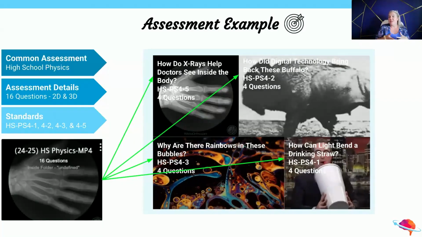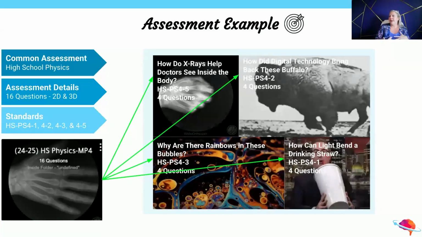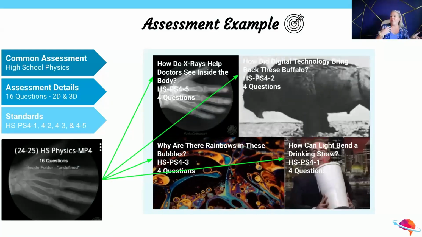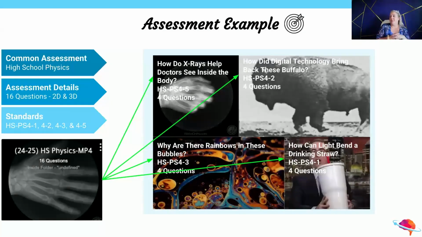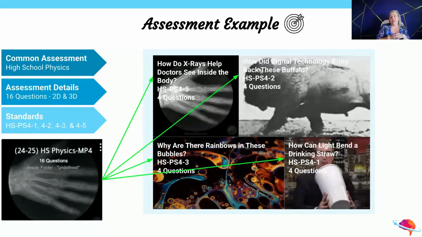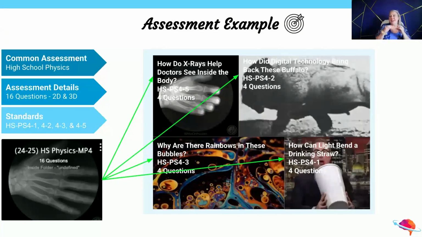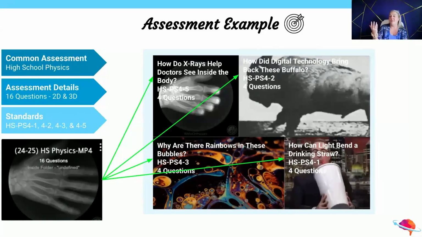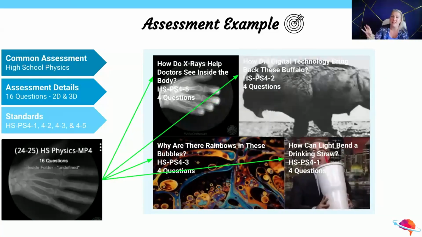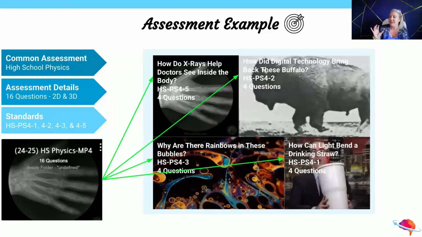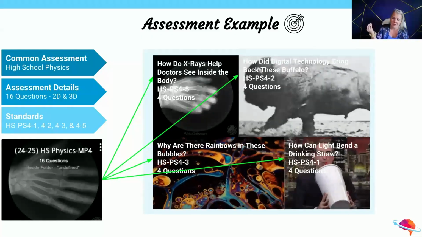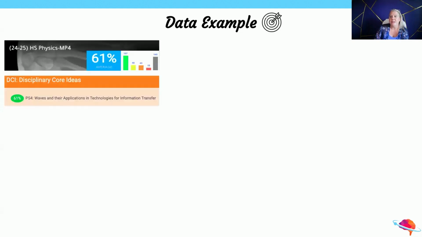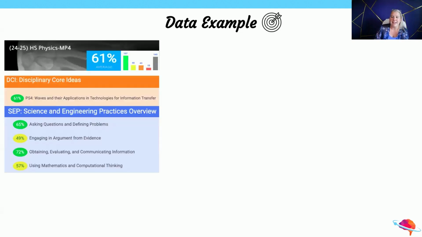Within the same assessment, students would be looking at x-rays, and then digital technology about an old buffalo video, and then rainbows, and then straws, and the late night show apparently as well. So students are getting experiences with a lot of different phenomena and applying what they've learned in a lot of new and novel situations, even within that same assessment, again, to really see, can they apply what they've learned to something new? The data that you can get as a result of these unit assessments, you can still see how students are doing in the DCIs, SEPs, and CCCs.